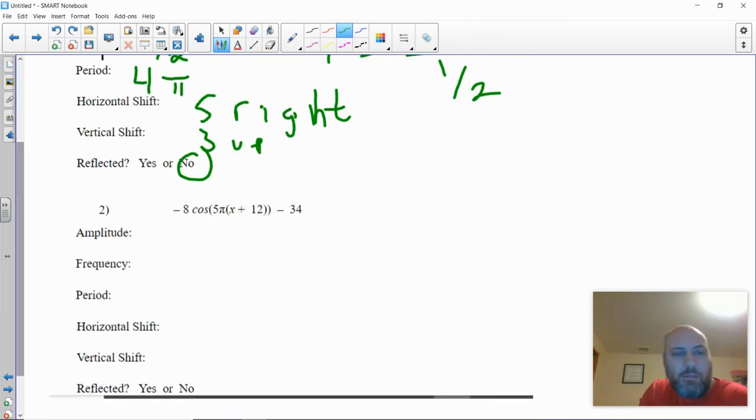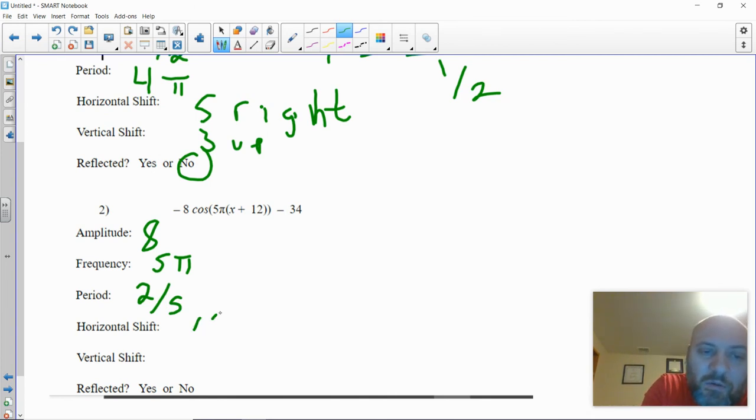On to the second one. My amplitude, always positive, so the amplitude is 8. My frequency, again, outside the parentheses before the x, is 5 pi. My period is 2 pi divided by the frequency, so 2 pi divided by 5 pi. The pi's are going to cancel out. I'll have 2/5. My horizontal shift is inside the parentheses, so that is 12.